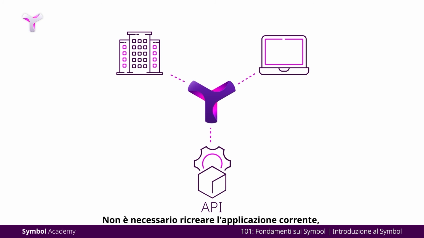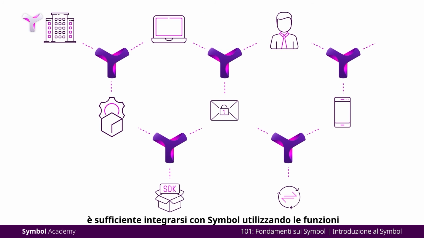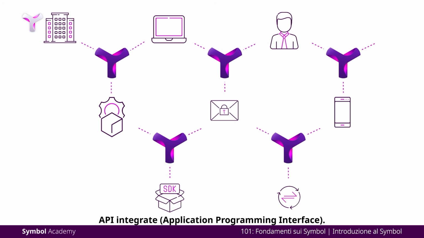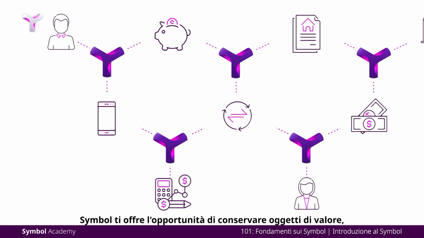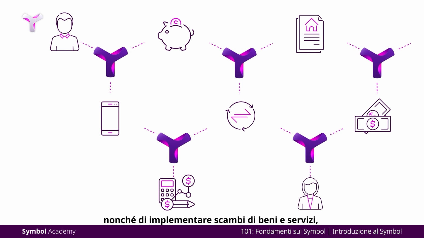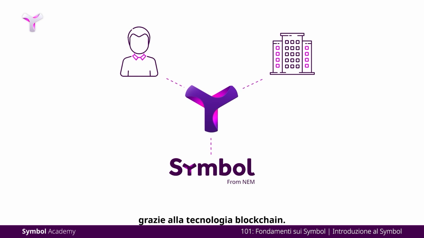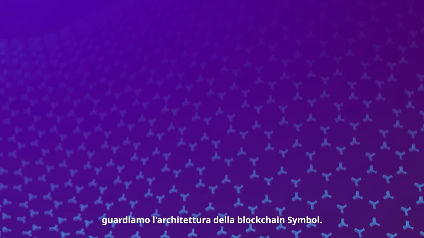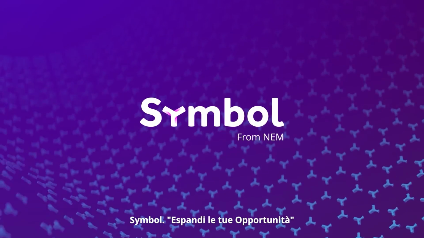It is not necessary to recreate your current applications, but integrate current legacy applications seamlessly with Symbol through its easy-to-use, API-driven built-in features. For consumers, Symbol empowers you to store value and exchange it for goods and services via a dependable platform. Symbol puts trust back into your hands through its blockchain technology. Now, in the next video, we will look into the architecture of Symbol blockchain. Symbol, powering possibility.